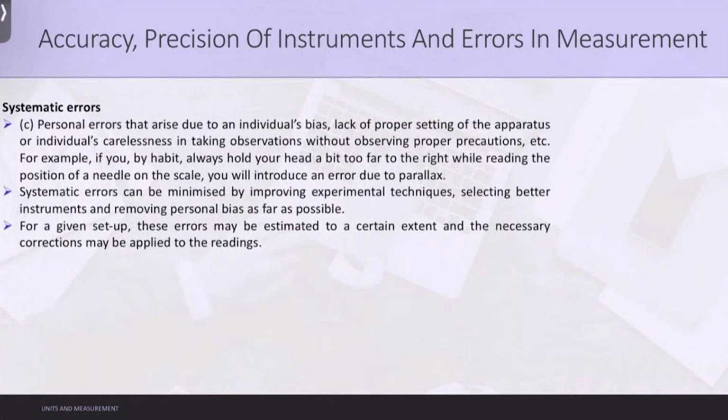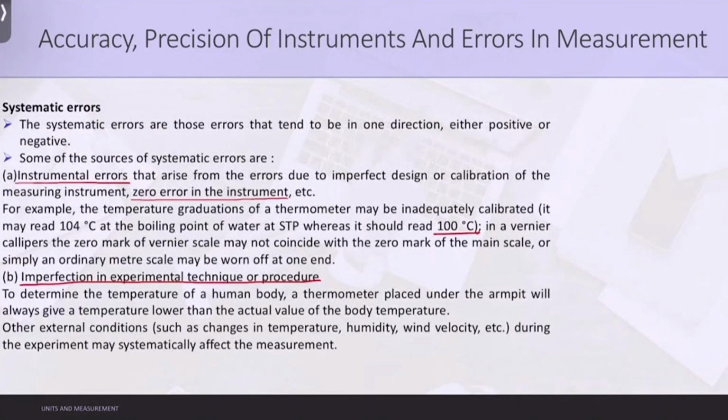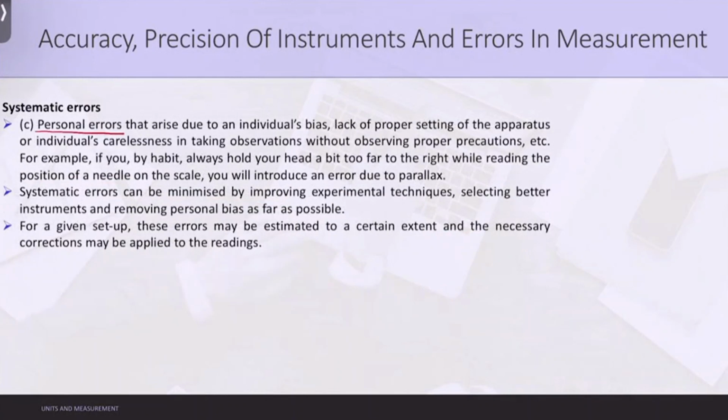Fine. Next thing is personal error. So basically there are three types of considerations of your systematic errors. The first was regarding the instrumental error. The second was regarding the imperfections in the experimental technical procedure. And the third is regarding the personal error.